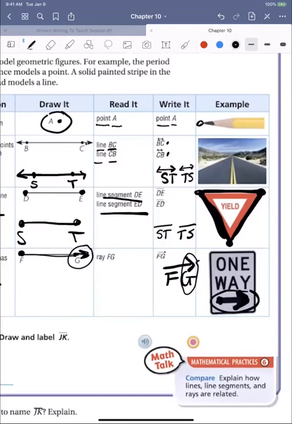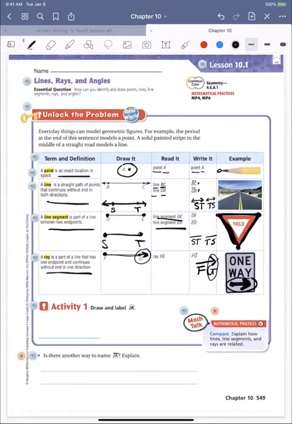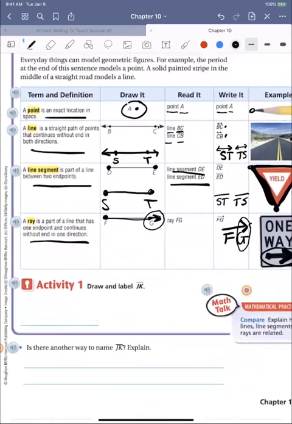Using the chart that we have, let's see if we can answer these two problems on the bottom. I'm going to zoom in so you can see a little better. It says, draw and label. How would we read this? I see a J and a K with a line with no arrows. What do you think that's going to be? A point, a line segment, or a ray? Think about it for a second.